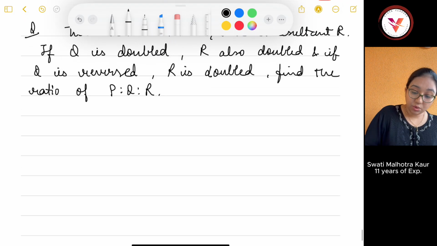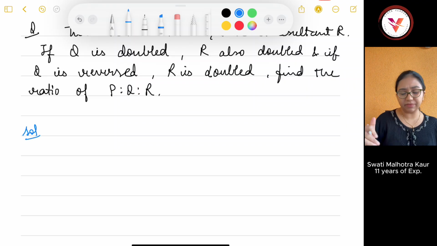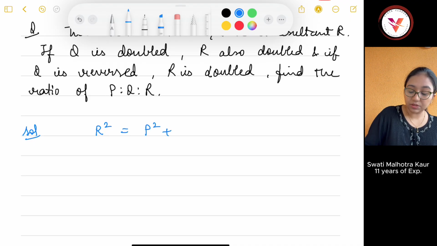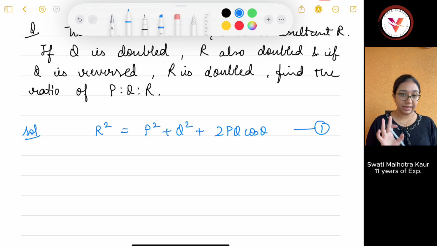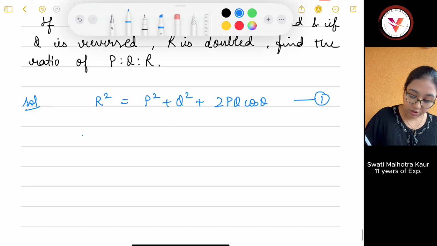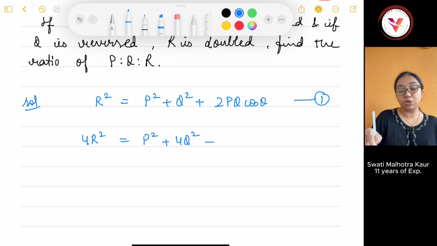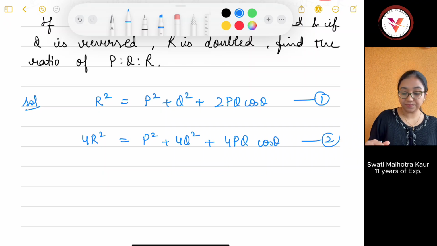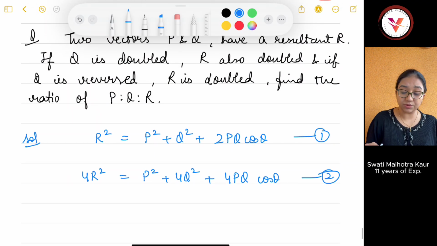So here you have basically three equations. Let's take the angle between them to be theta. First, R square is equal to P square plus Q square plus 2PQ cos theta. Now, take condition 1: if Q is doubled, R is also doubled. Then it becomes 4R square is equal to P square plus 4Q square, putting Q as 2Q, plus 4PQ cos theta. That becomes the second equation.